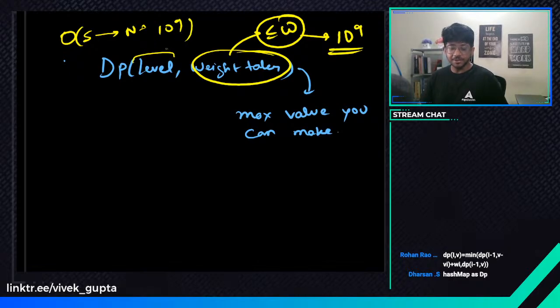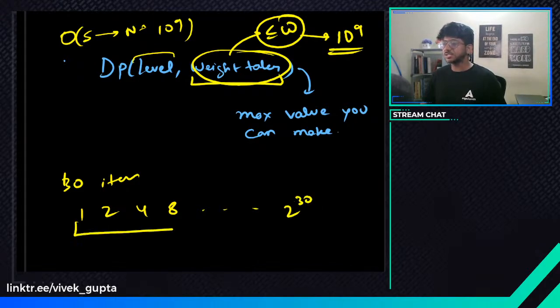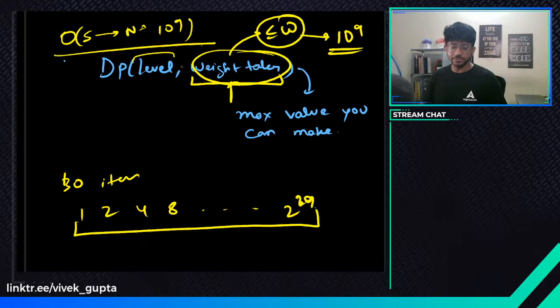Some people are saying that maybe use a hash map as DP. It will not work because every possible weight is feasible, right? Let's say there are 30 items with weights 1, 2, 4, 8, and so on, up till powers of 2, 2 to the power 30. With this I can create any particular weight that you want. So every state might get hit. So using a hash map doesn't really save us from the time complexity. So this is not feasible to be solved in the regular way.